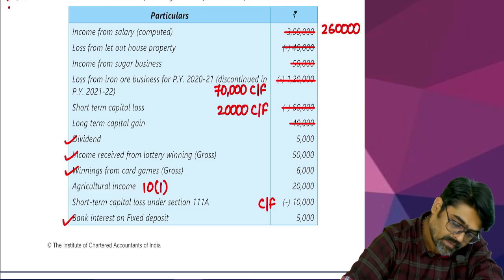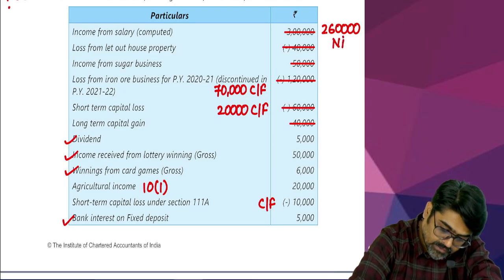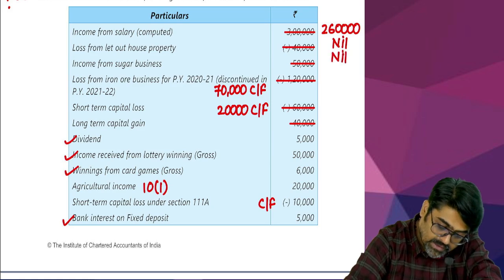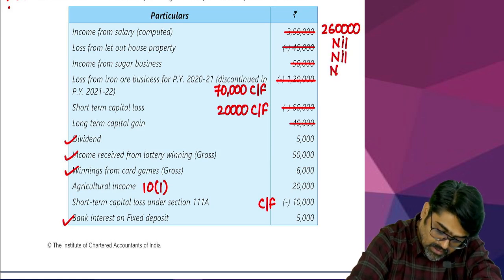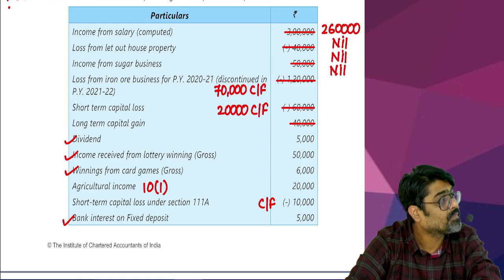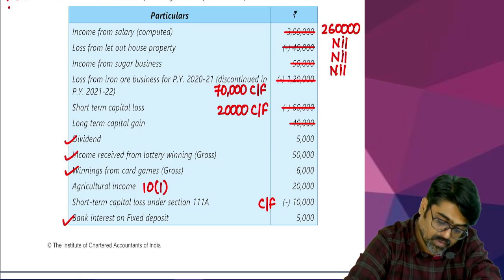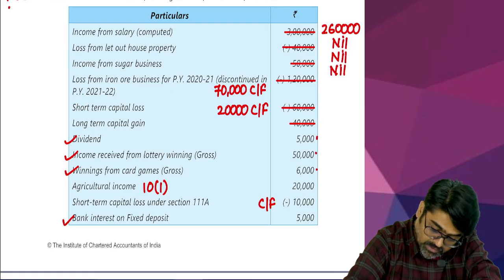So, sir, salary head is how much? 260. House property head is nil. PGBP head also became nil. Sir, capital gain head nil. Because in the capital gain, only one gain was there, that was fully utilized to set off your short-term capital loss. Yes or no? Now, two short-term capital losses are remaining that will be carried forward. Do you have IFOS income? 5,000 plus 50,000 plus 6,000 plus 5,000.